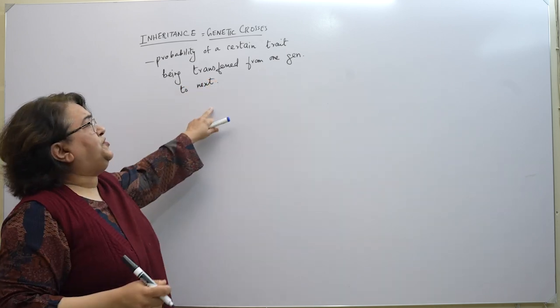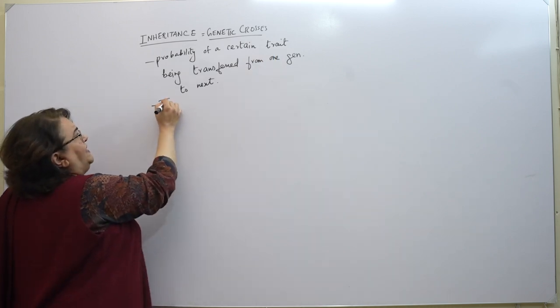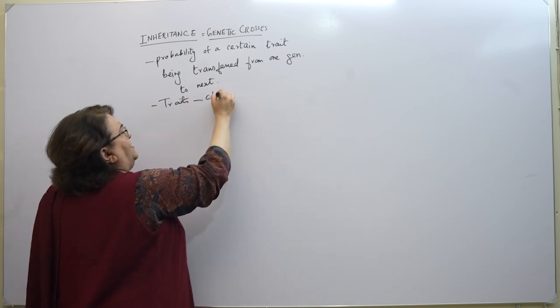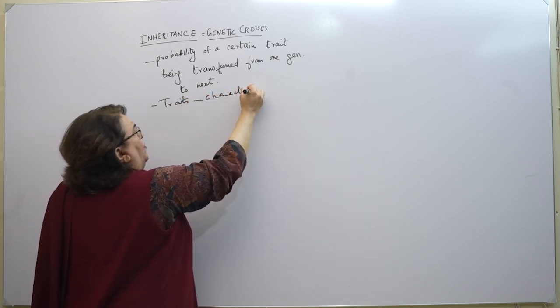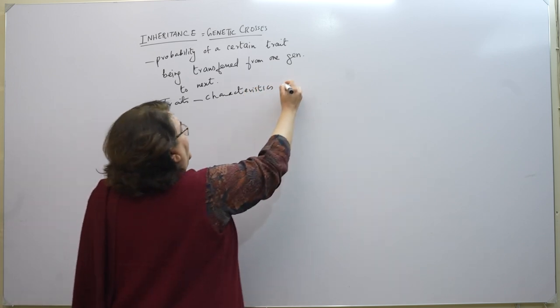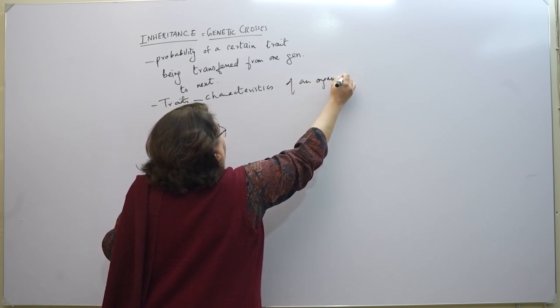Right, now comes the question about what is a trait. So let's have a look at this. Traits is just another word for the characteristics of an organism, right? Characteristics of whatever organism you're trying to study. So we're looking at the different characteristics.